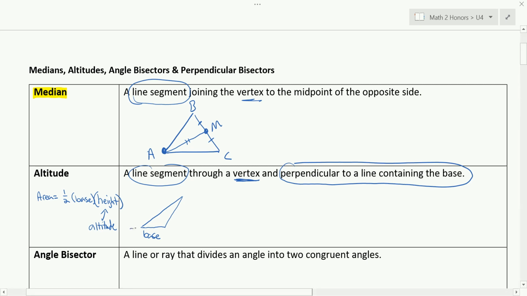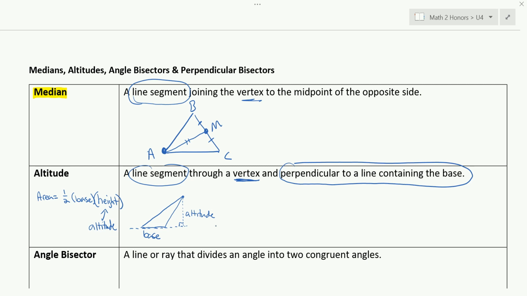What you would do is extend this base, and then from this vertex, draw something perpendicular to that, right? And that would be your height or your altitude. Okay, so with that picture in mind, we look back at our definition. The altitude is a line segment through a vertex, and it's perpendicular to a line containing the base, right? And so we could see that picture there.